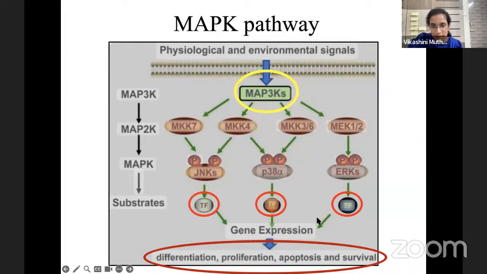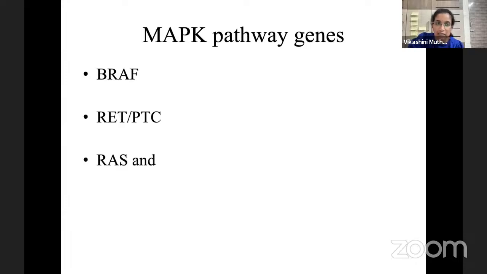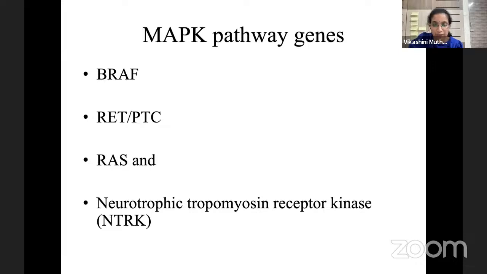So if it takes place in a controlled manner, that is normal. But if it is uncontrolled, there is no checkpoint, then there is only stimulation happening throughout the process, right? There is no suppression anywhere. So all the signals cause the activation of MAP3K that releases some proteins which act on the second tier of genes, ultimately leading to a transcription factor that alters the gene expression, resulting in differentiation, proliferation, escaping apoptosis, and survival. Now, the genes that actually use this MAPK pathway are BRAF, RET, and RAS, and the neurotrophic tropomyosin receptor kinase genes.